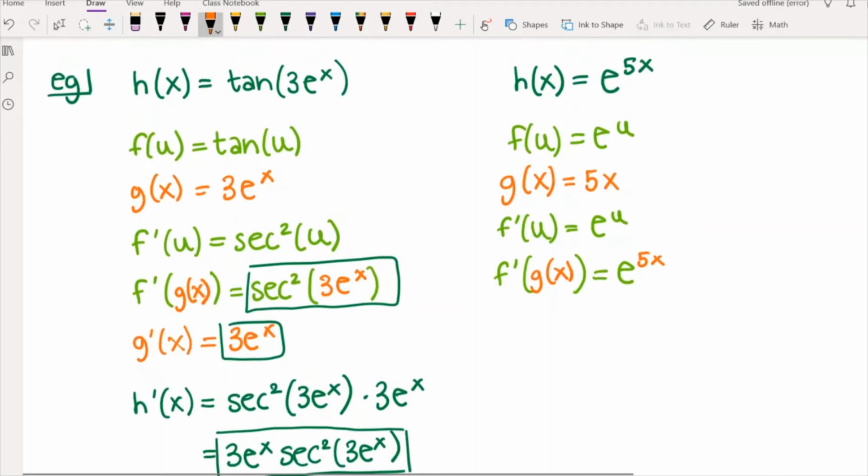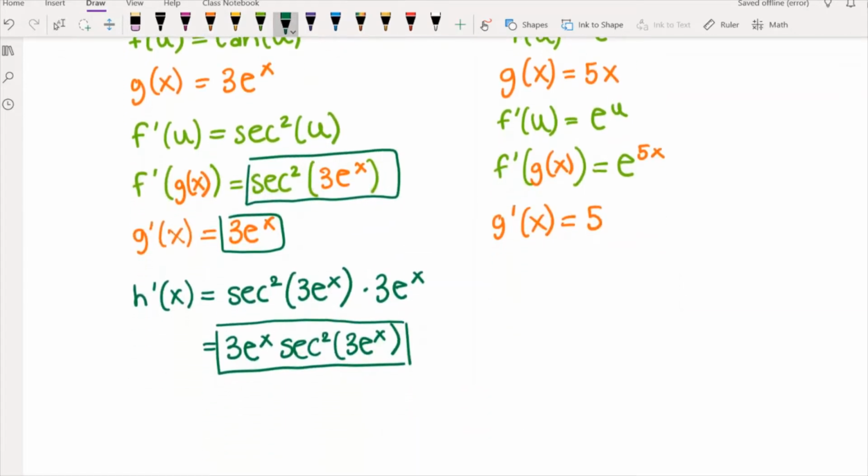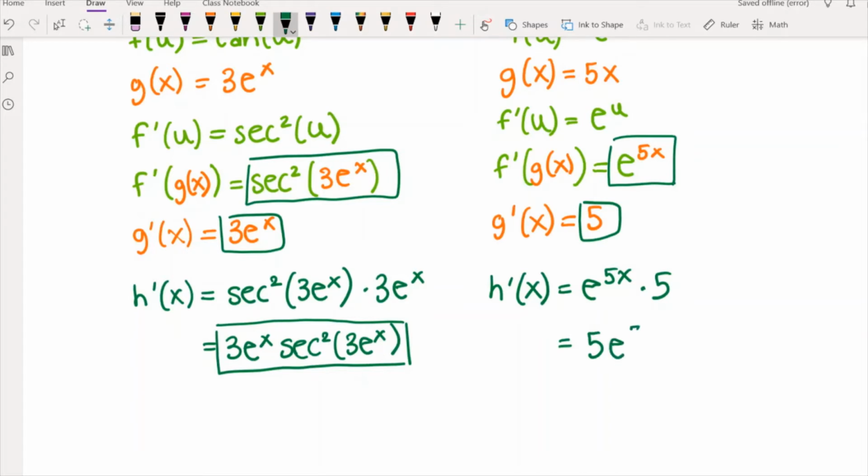So again, I mentioned this last time, but anytime you're doing a chain rule problem involving e to a power, whatever your original function is will always appear as part of your answer, and then you'll be multiplying it by the derivative of the exponent. So the derivative of the inside function in this case is just 5. So altogether, our derivative is going to be e to the 5x times 5. So h prime of x is equal to e to the 5x times 5, which you might want to rewrite as 5e to the 5x.